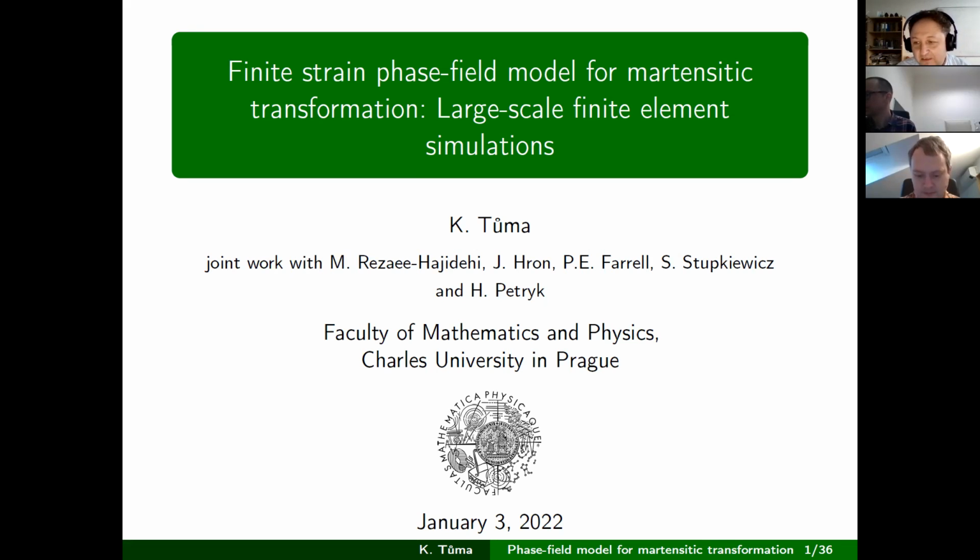Then he spent some time as a postdoctoral fellow in the Institute of Fundamental Technological Research in Warsaw, Poland. Karel has been working in both fluids and solid mechanics. He is an expert in non-Newtonian fluids. Today he will tell us something about his other interests, solid mechanics, and he will talk about the phase field approach to martensitic transformation.